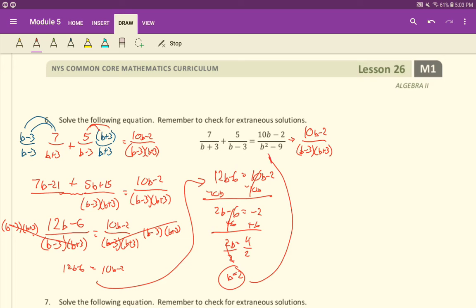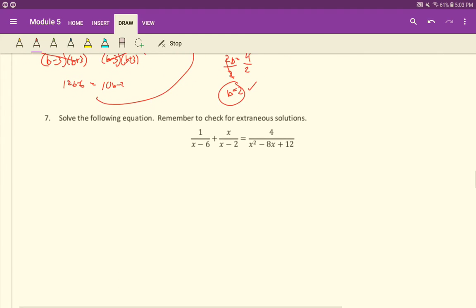If we look at trying to plug the b back in up here, we'll see that b plus 3 will not give us 0, 2 minus 3 will not give us 0, and 2 squared minus 9 will not give us 0. So b equals 2 should work. Okay, all right, let's try the next one here.